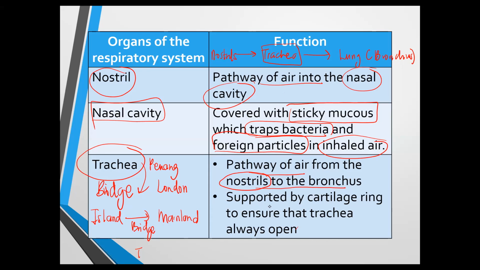The trachea is supported by cartilage rings to ensure it is always open. So as I told you, you can feel those rings around your neck here. These are called cartilage rings. They are bones, yeah?